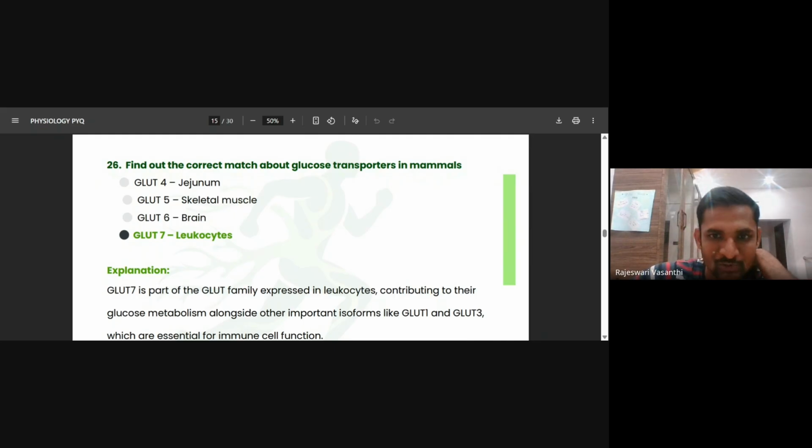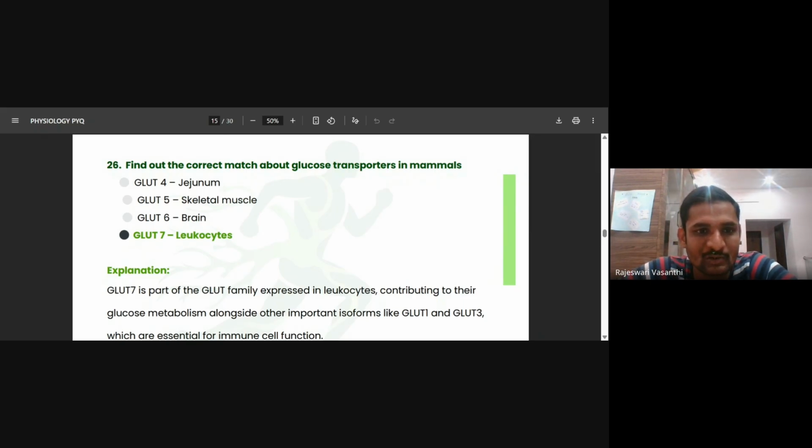Find out the correct match about glucose transporters in mammals. GLUT4, jejunum. GLUT5, skeletal muscle. GLUT6, brain. GLUT7, leukocytes. Again, this is a very, very important MCQ prone area. We already discussed glucose transporters. Glucose is transported in our body by two types of mechanism. In the apical side or luminal side, in the nephron and the intestine, it is by the secondary active transport, SGLT. In the basolateral side of the epithelial cell, it is by glucose transporters, GLUT, an example of facilitated diffusion.